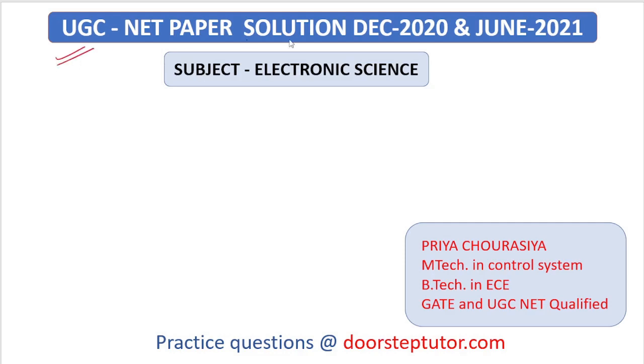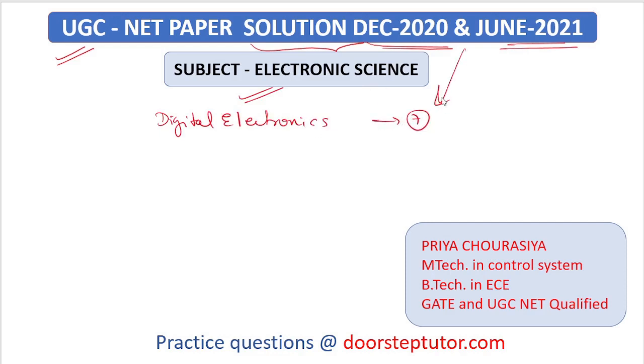In this video, we are going to discuss the solution for the UGC NET paper for December 2020 and June 2021 for the subject Electronic Science. In Electronic Science, we have a subject called Digital Electronics, and from Digital Electronics, we had around 7 questions in this question paper. So we are going to discuss these questions in this video.